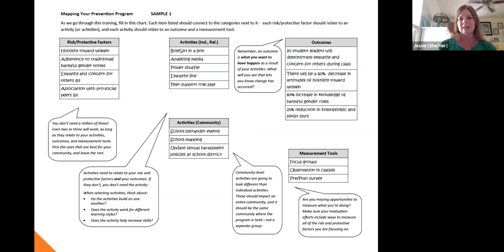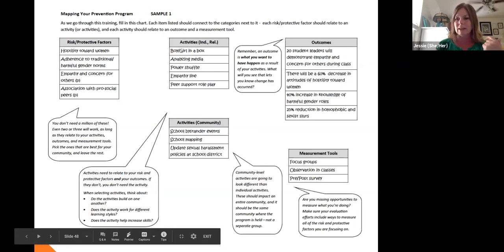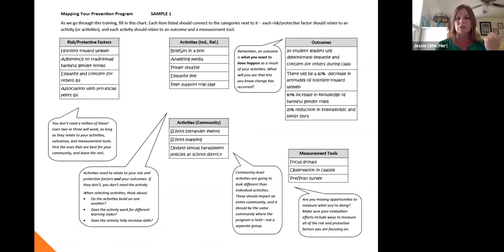We'll send instructions on how to do this, but what you see in this worksheet is really a program that connects modifiable risk and protective factors with the program activities they're doing with the target audience and the outcomes they expect to achieve. One of the risk factors they want to address is adherence to traditional harmful gender norms. This is part of what the CDC says is a risk factor for perpetration of sexual violence. In order to modify that risk factor, to decrease it, they want to see a 40% increase in knowledge of harmful gender roles. And in order to do that, they are doing this boy, girl in a box activity.